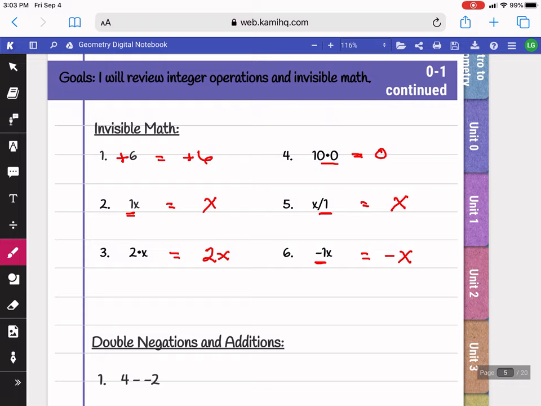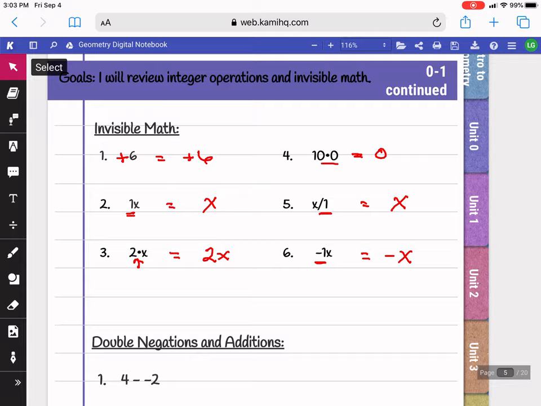It's also important to remember that anytime you see this little dot for multiplication, you can actually write your problem without that dot. So 2 times x can be written 2x.